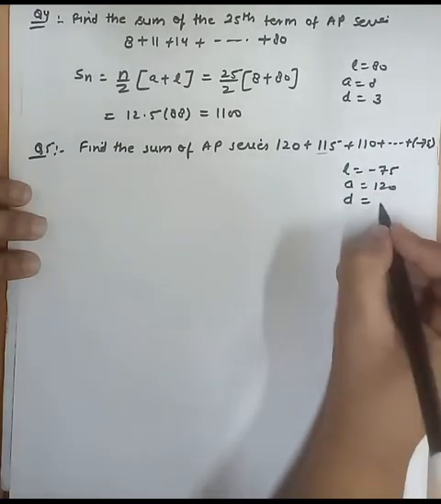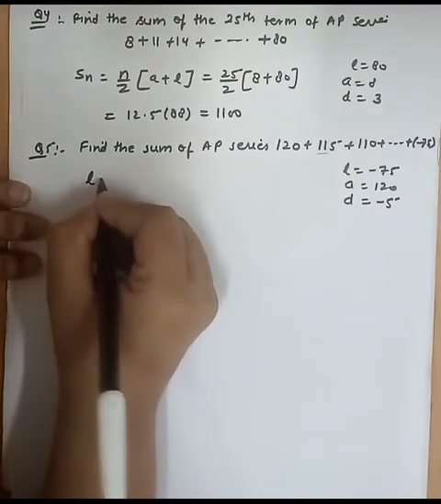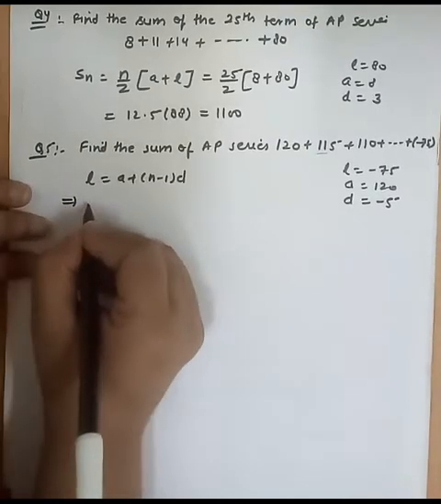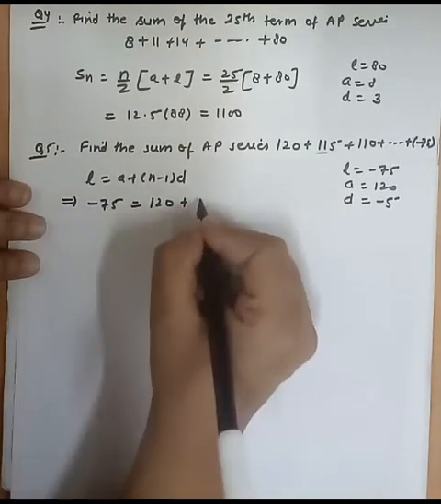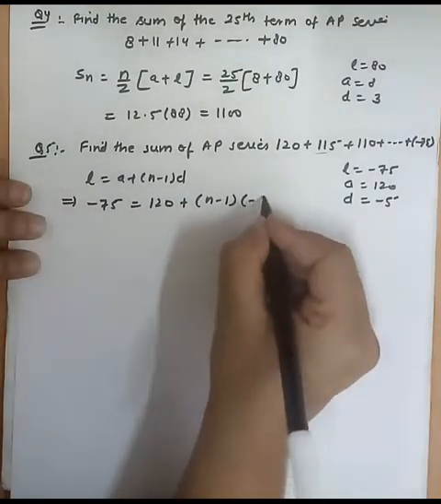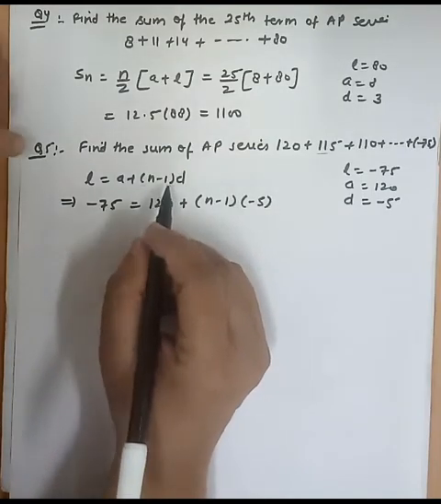D is minus 5. Okay, so you can use the formula L equal to A plus (n minus 1)d first. So you can apply L as minus 75, A is 120, we don't know n, and d is minus 5. So we can use this formula for solving n.